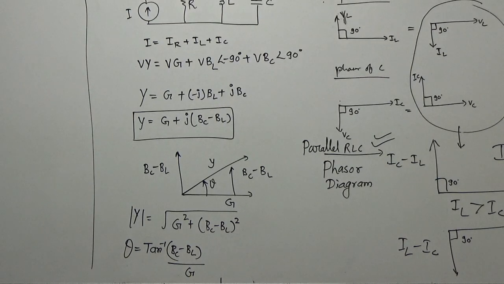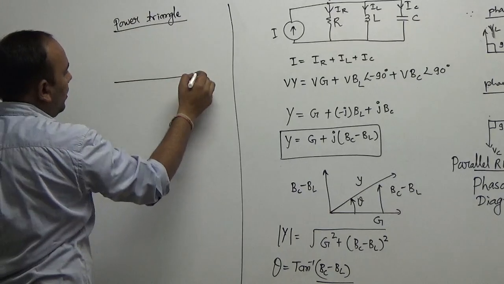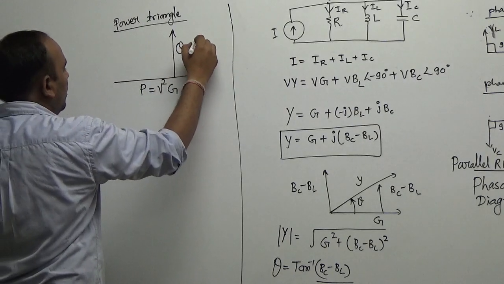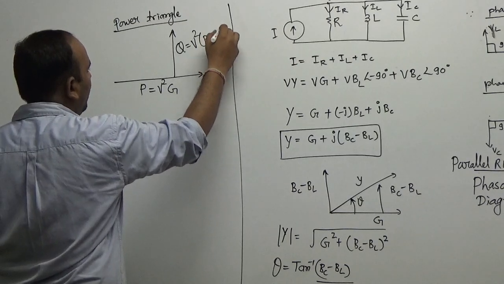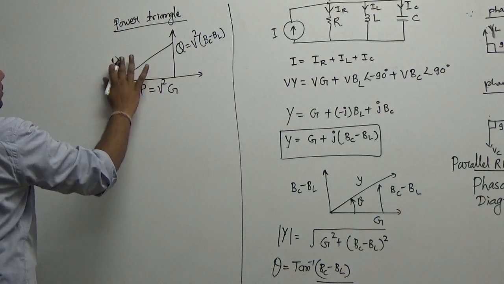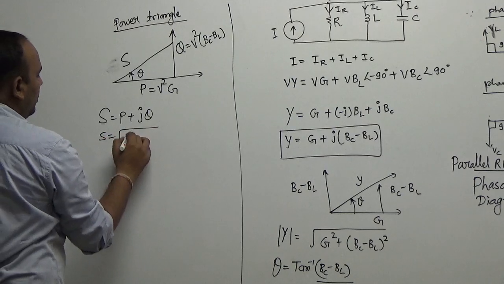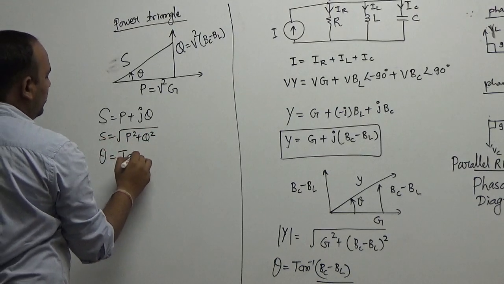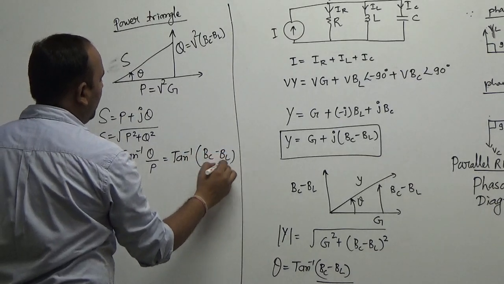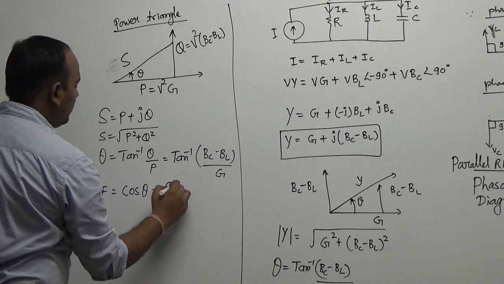And now the power triangle. The power triangle will be the same as this one. This will be P, V square G, and this will be Q, V square of (BC minus BL), and that will be the resultant Q. So S is equal to P plus jQ, S is equal to the root of P square plus Q square, theta is equal to tan inverse Q upon P is equal to tan inverse (BC minus BL) upon G, and power factor PF is equal to cos theta is equal to G upon Y.